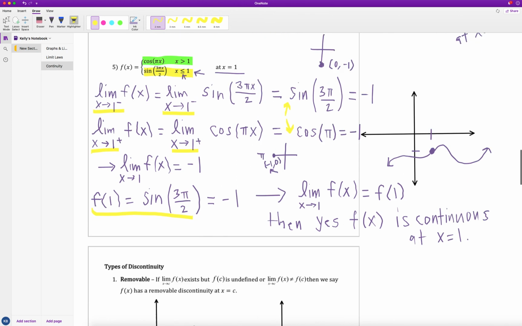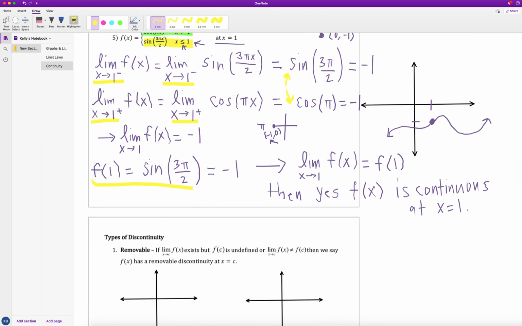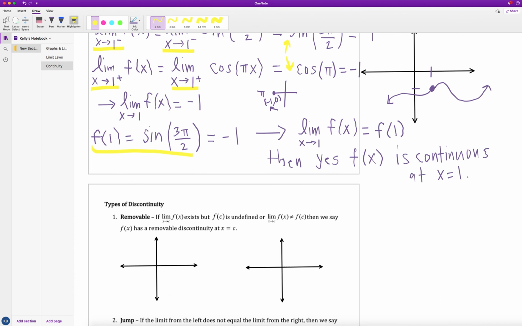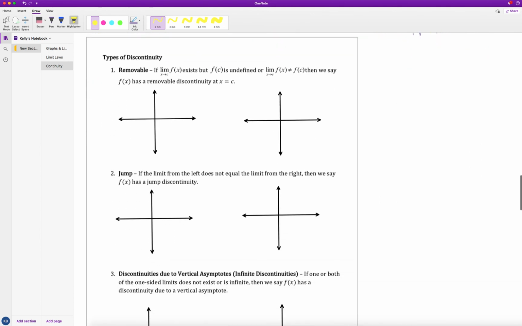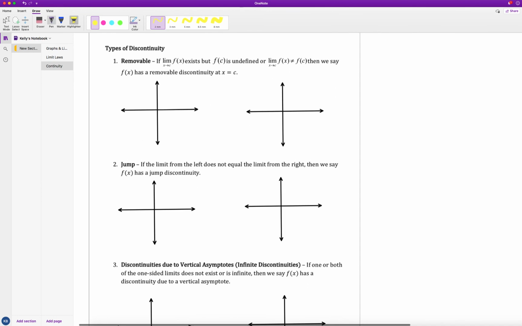Let's go ahead and talk about these types of discontinuities. So we've seen different examples here from the prior 5 examples that we had. And each one of them has represented a type of discontinuity, and we have 3 types of discontinuities that we are going to talk about. So the first type is what we call removable discontinuity.